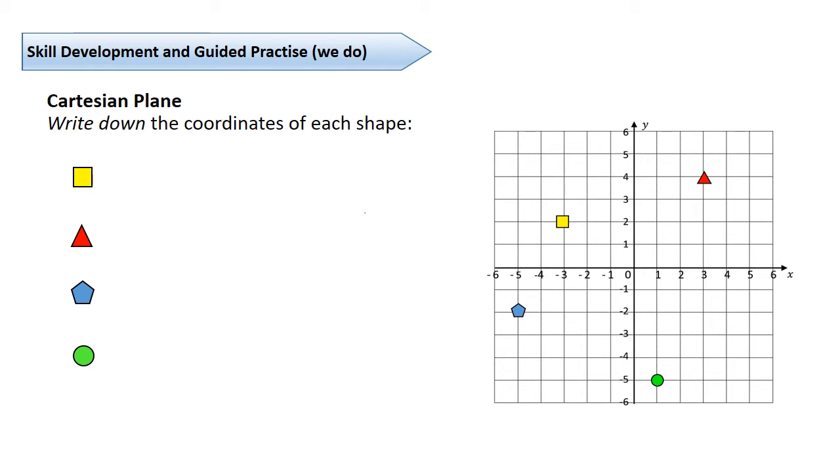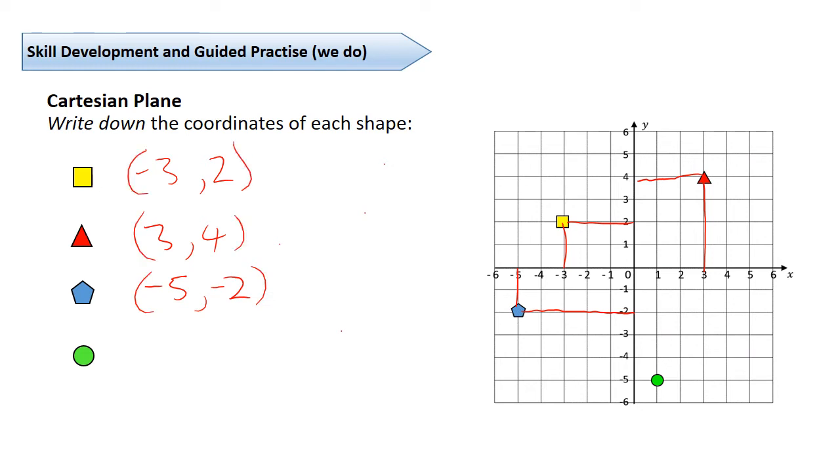Right, for the square, just like before, we start off with the x, negative 3, and the y, 2. Next we've got the triangle with a 3 in the x and a 4 in the y. On your one, when you do this, make sure you use a ruler. Your lines will come up much neater than mine. So for the pentagon, negative 5 in the x, negative 2 in the y. Probably helps if I put brackets around these to make them look just a bit neater. So for the circle, 1 in the x, negative 5 in the y.